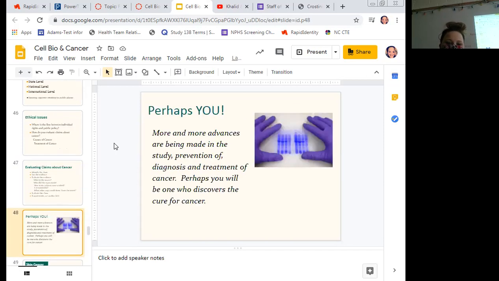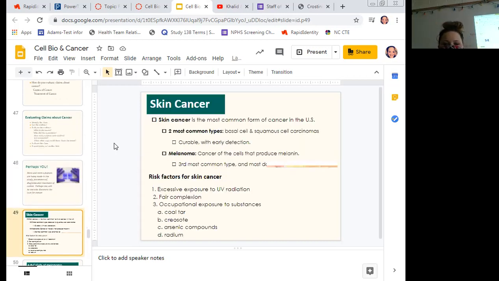So we're going to stop on slide 47 and 48. We're not going to cover slides 47 and 48. We're going to move on to slide 49. Slide 49 is about skin cancer.